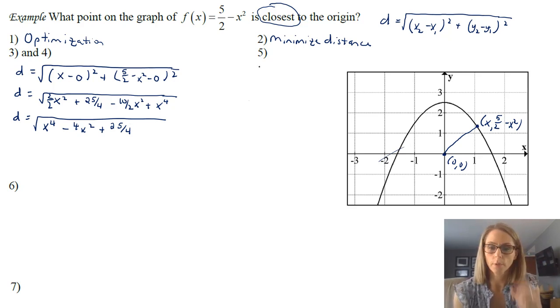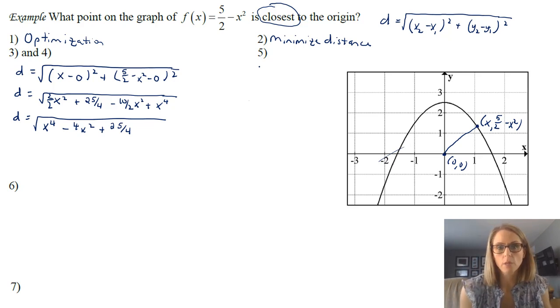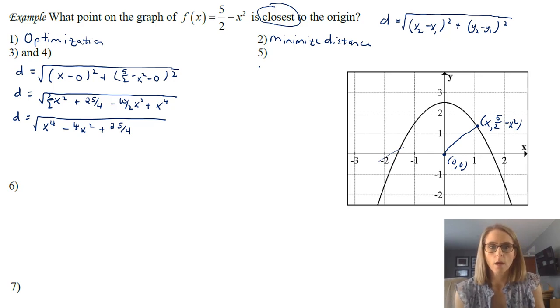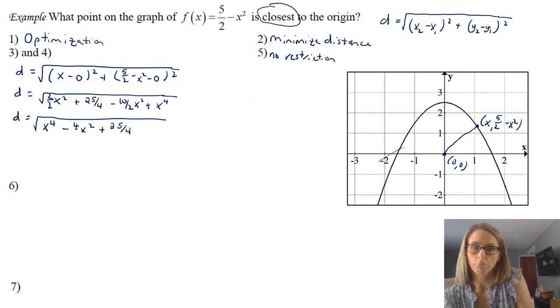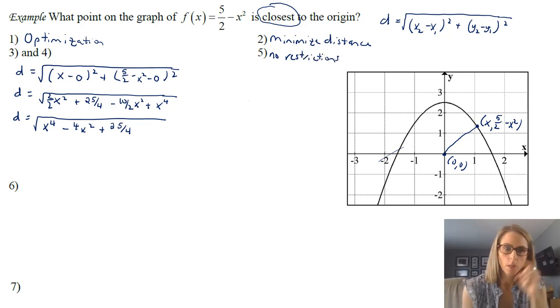So in thinking about number 5, arguably x could be anything. There's no value that you can't put in for x and come out with some number. Now we know that in reality, x is not going to be something very, very large because we're trying to minimize distance, but we don't actually have any restrictions on the x. It could be positive, it could be negative, but it could be anything.